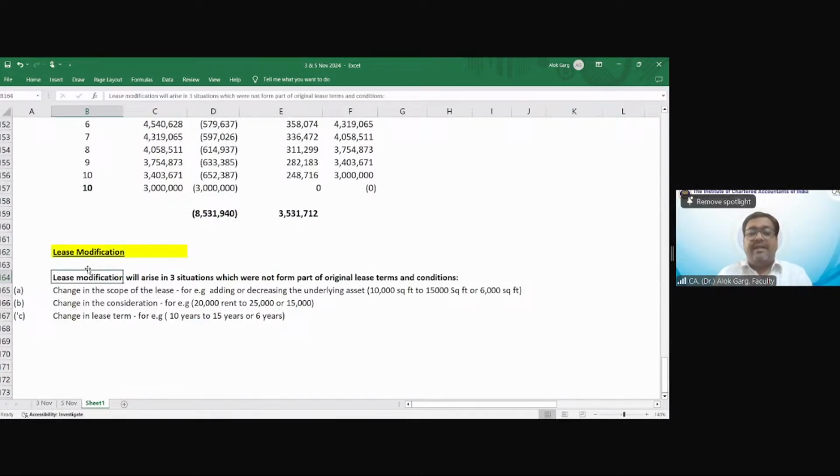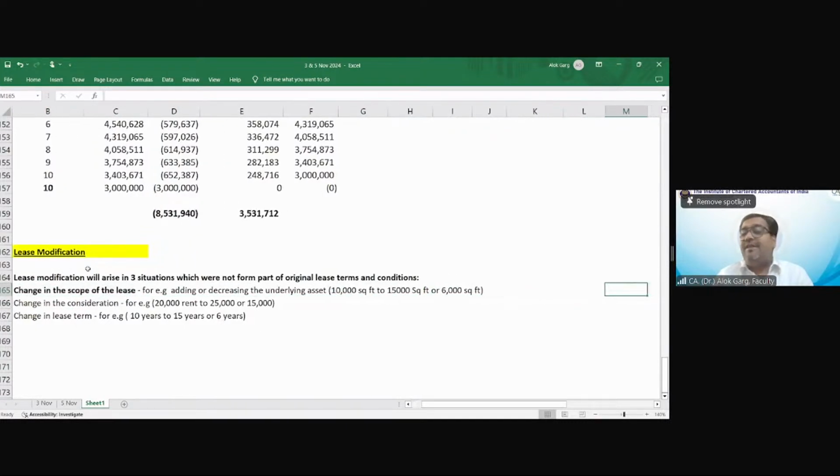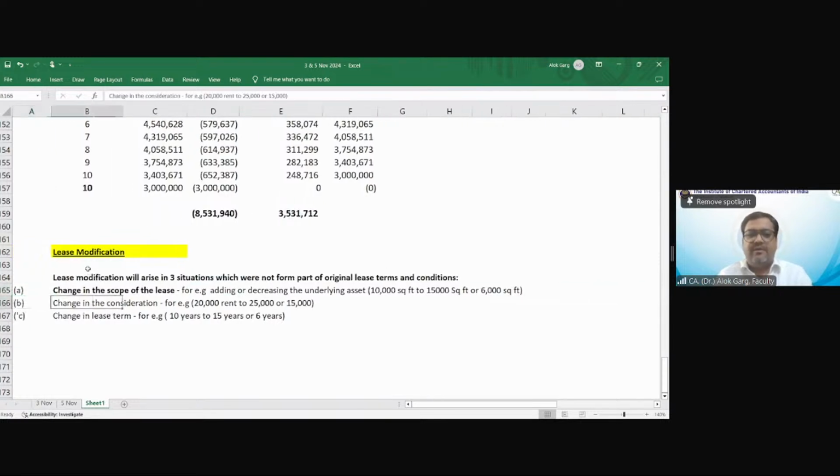Lease modification will arise in three situations which were not part of the original lease terms and conditions. For example, change in the scope of the lease. What is meant by change in the scope of the lease? For example, adding or decreasing the underlying asset. Let's say from 10,000 square feet to 15,000 square feet, or from 10,000 square feet to 6,000 square feet. So either the scope has increased or the scope has decreased subsequently.